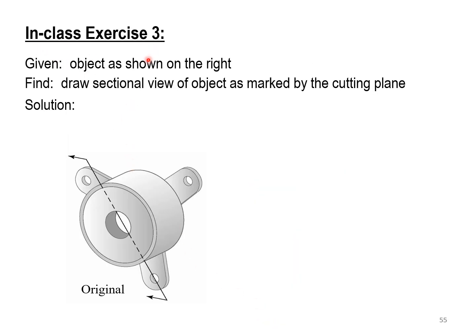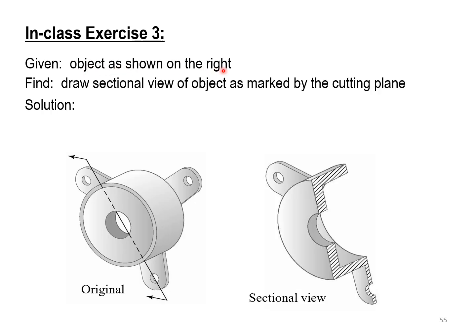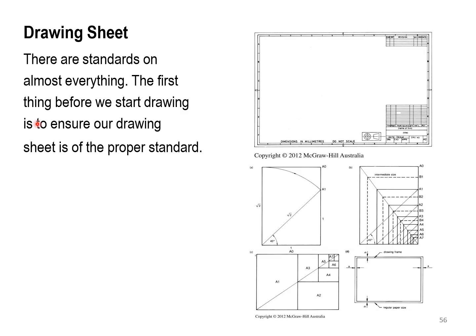Another in-class exercise is that we are going to be given this object, shown on the right. Find and draw the sectional view of the object as marked by the cutting plane. So we just need to find a solution for this one. So we're going to the drawing sheet.